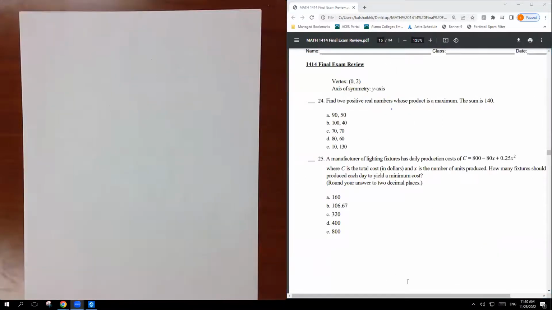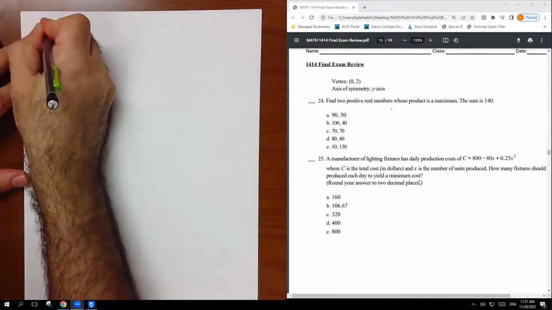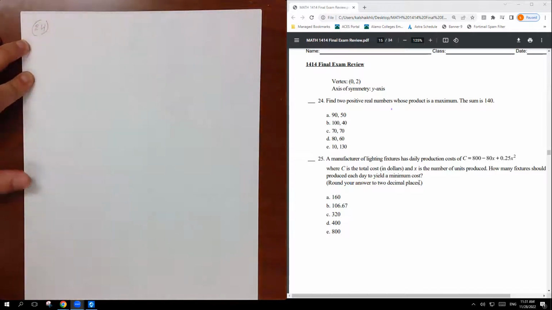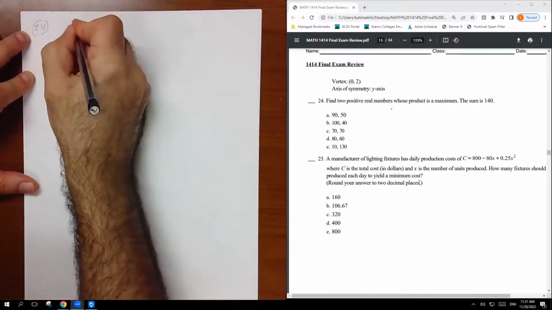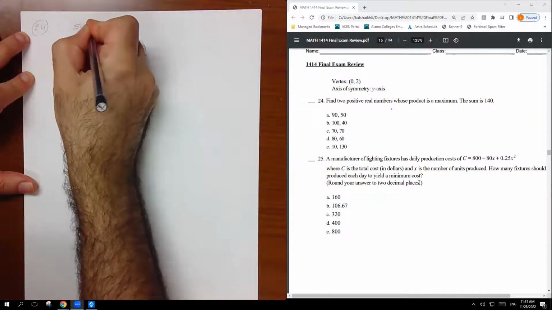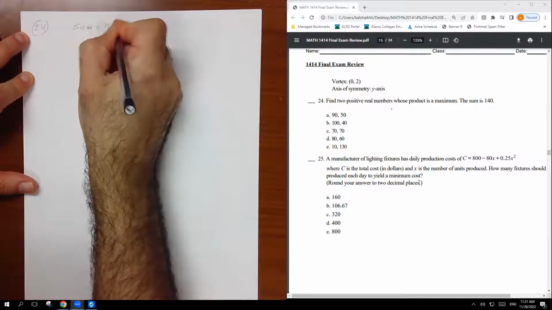For example 24, find two positive real numbers whose sum is 140 and whose product is maximum. So for 24, the product is max. So we're going to say, first of all, the sum is 140.